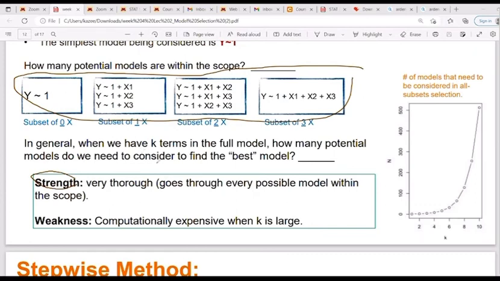Consider a situation where you have 15 independent variables. If you have 15 independent variables, that means the number of regressors is going to be 16. Imagine 2 raised to the power 16. That is going to be a lot of models that we're going to walk through. So that is the weakness of all-subset selection. The computing becomes problematic when the number of regressors is very large. That is exactly what I'm trying to talk about now.